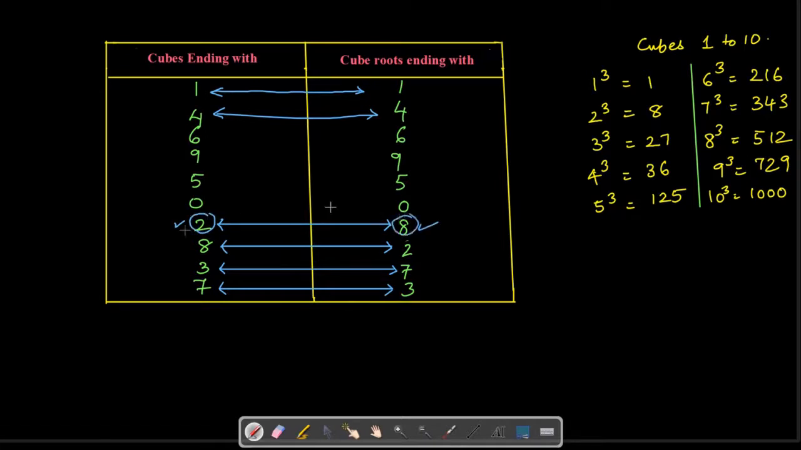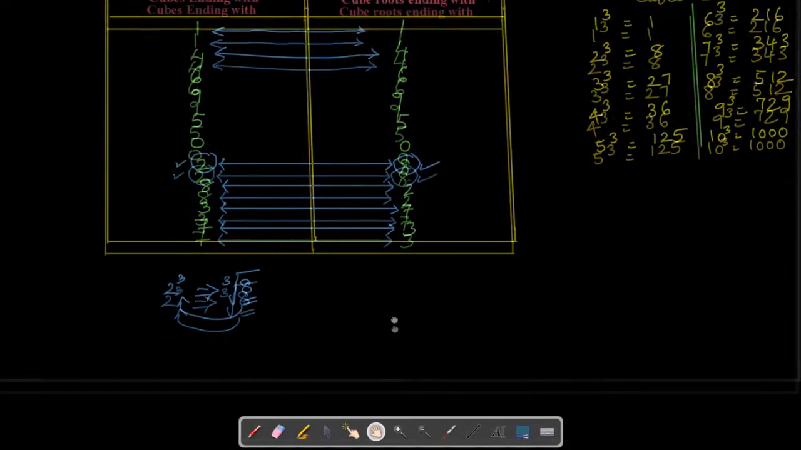So if it is a cube, suppose I say 2 cube, the cube value is 8. And if I give the value as cube root of 8, then it becomes 2. And it's vice versa. So 8 becomes 2, 3 becomes 7, and 7 becomes 3. So let us try to understand this more clearly with the help of an example.